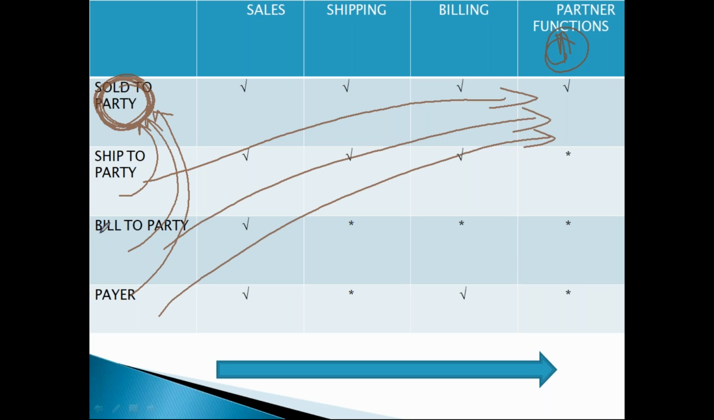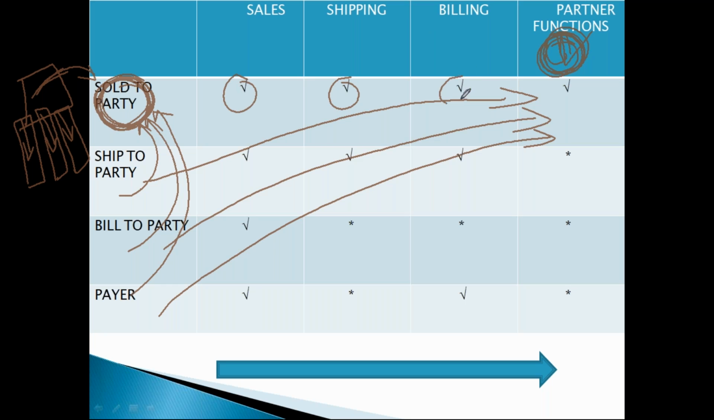So 4 applications we make. This is the main application for which I tag my shipping details, for which I tag my billing details, for which I tag my payer details. So whenever I take the reference of sold to, it presents the shipping details, billing details, and payment details. So partner functions is a place where the system maintains the identification of sales, shipping, billing, and payment. And here you can see sold party got sales information, shipping information, billing information, partner functions. It's like your Amazon customer ID.